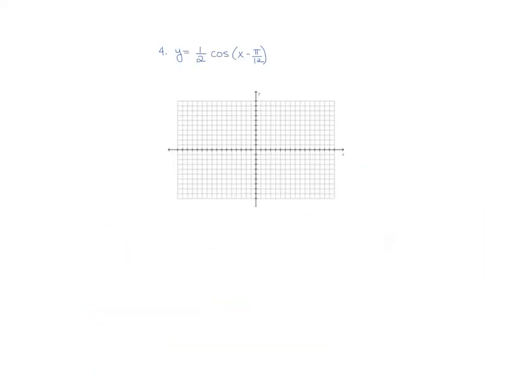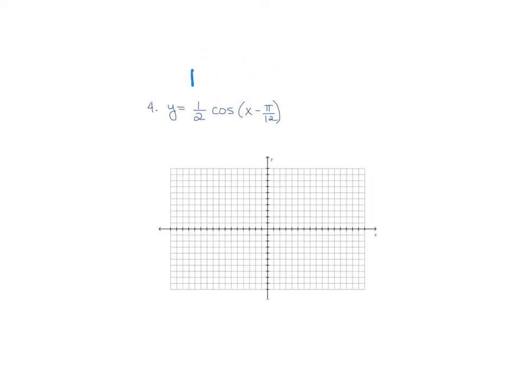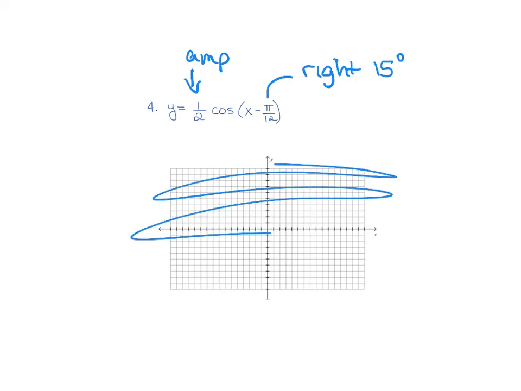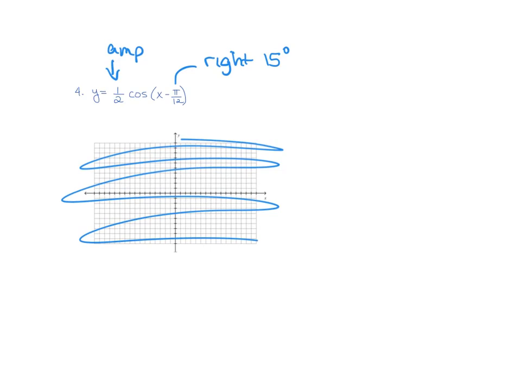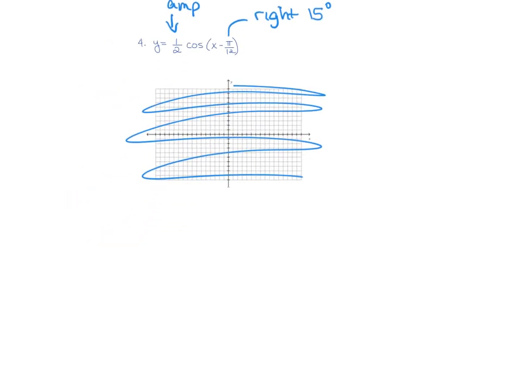The next one is a cosine graph. It's got an amplitude of 1/2, and it's got a shift of pi over 12. Notice it's minus pi over 12, so this is going to be a shift to the right of 15 degrees. I'm not going to use this again, it's way too tiny. So I'm going to go ahead and do it here.